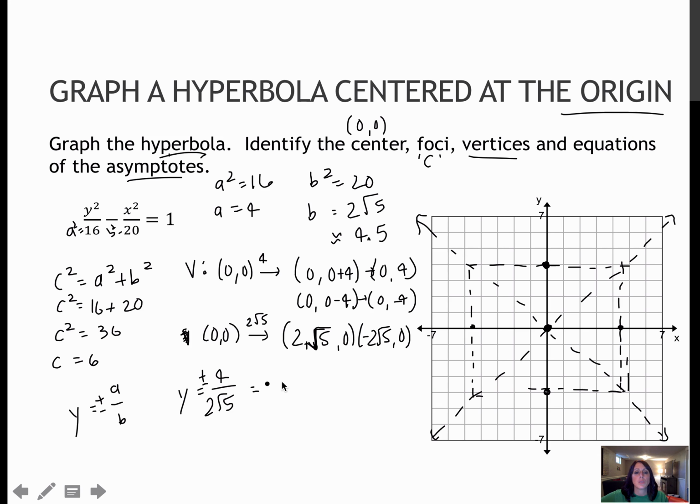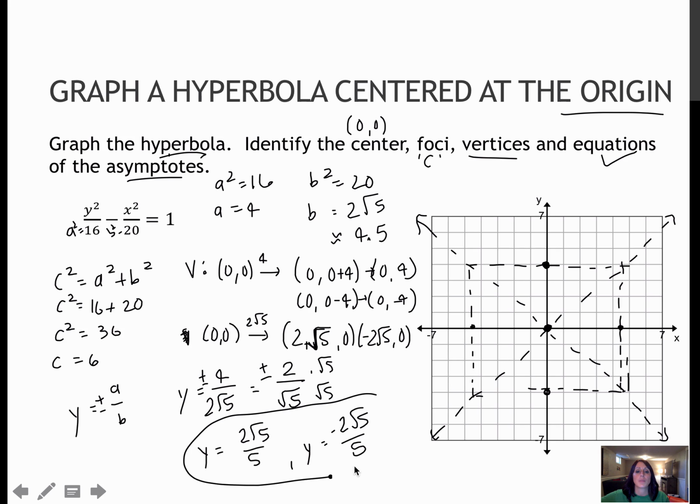4 and 2 reduce, so 2 over radical 5. But remember, we can't have a radical as a denominator, so I multiply by radical 5 on top and bottom. So my equations are y equals 2 radical 5 over 5 x and negative 2 radical 5 over 5 x. Those are the equations of the asymptotes. Now I've already plotted those, so I don't have to worry. Oh, I forgot the x's. Goodness gracious, an x on all of these, of course.